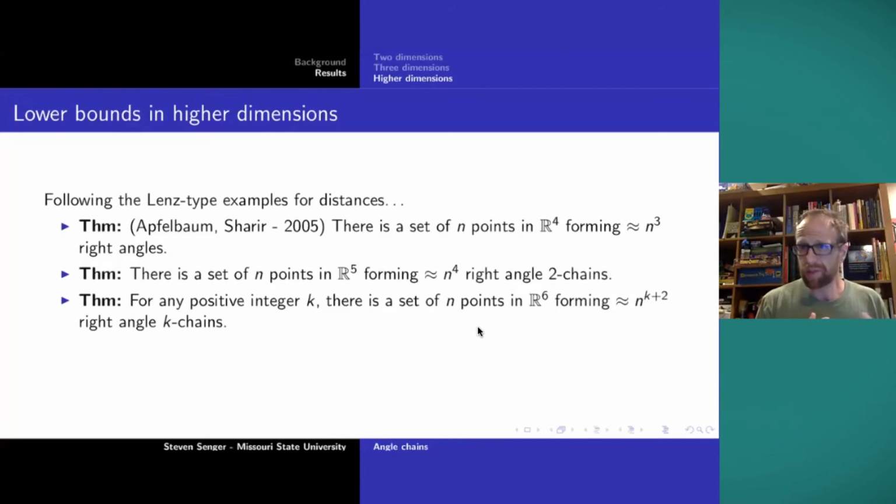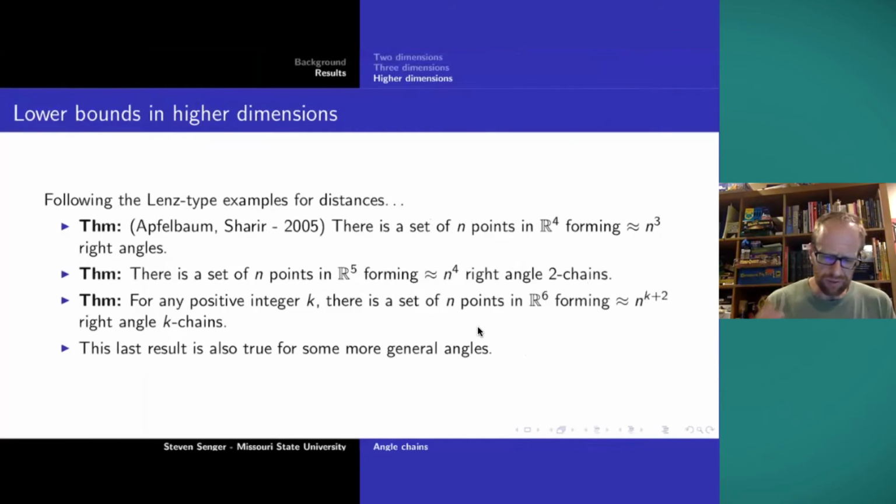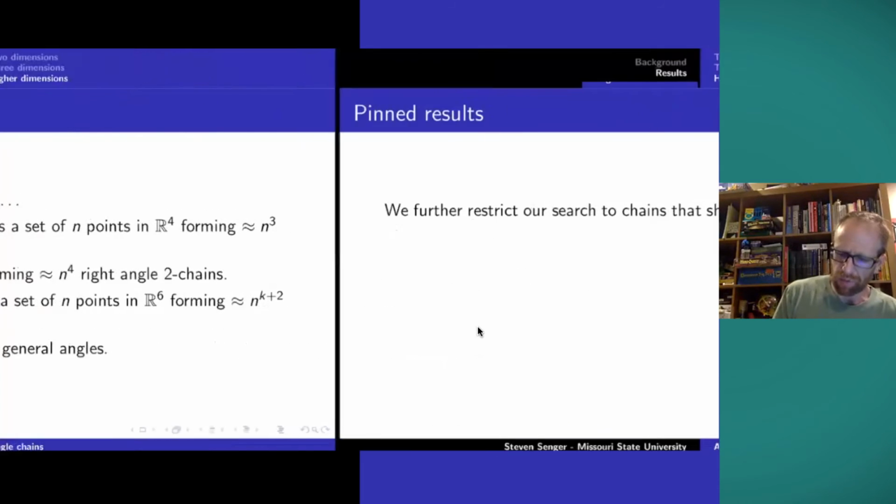And this would correspond to the Lenz type example in that, for 2 points, we needed 2 copies of R2. And for 3 points, because these are angles, we need 3 copies of R2 in some sense. This last result is actually going to hold for more general angles. It's not just right angles. We didn't fully classify which angles it worked for, but by the nature of how the example works out, you can fudge a little bit and get more general angles. But that is just to say that the problem seems to peter out in dimension 6 without further restrictions.